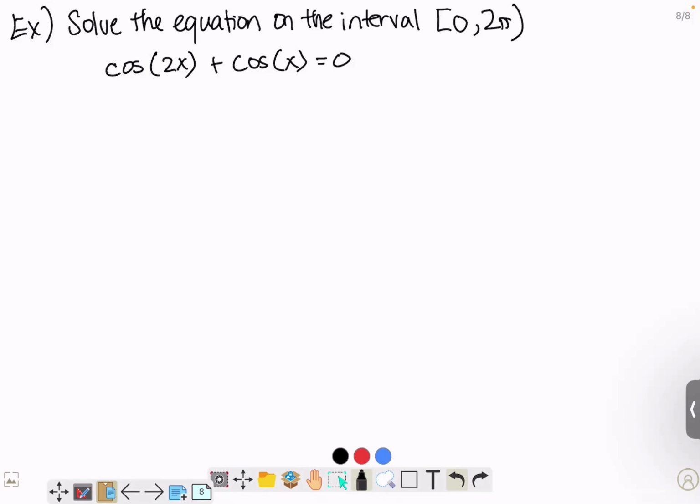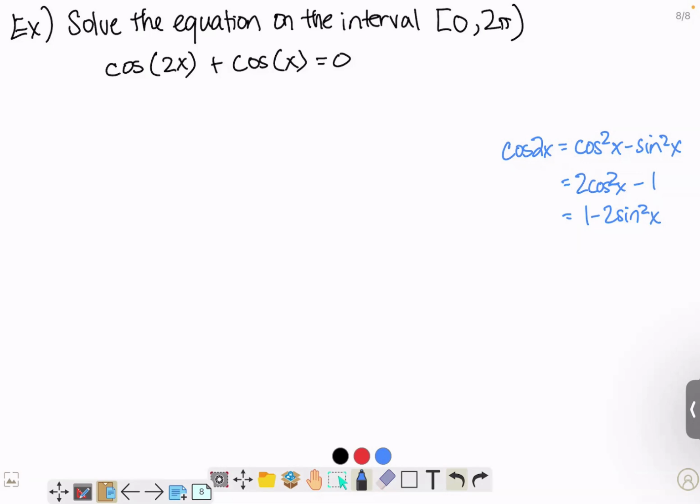There's no way that I can combine these two cosines together because the input is different, so they're not like terms. I can't add them. So this is a good time to use a double angle formula to rewrite that cosine of 2x. So the formula that I'm going to use is going to be one of these. And to decide which one, it may take some trial and error. So you may try one and, if you get stuck, then try another one.